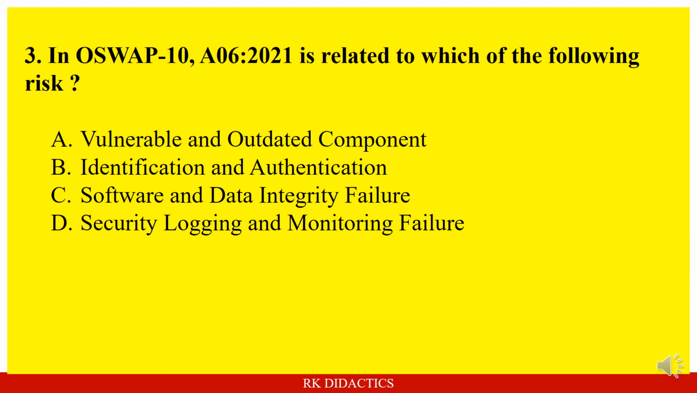In OWASP 10, A06:2021 or 6th risk is related to which of the following? Vulnerable and outdated component, identification and authentication, software and data integrity failure, security logging and monitoring failure. Answer is vulnerable and outdated component.